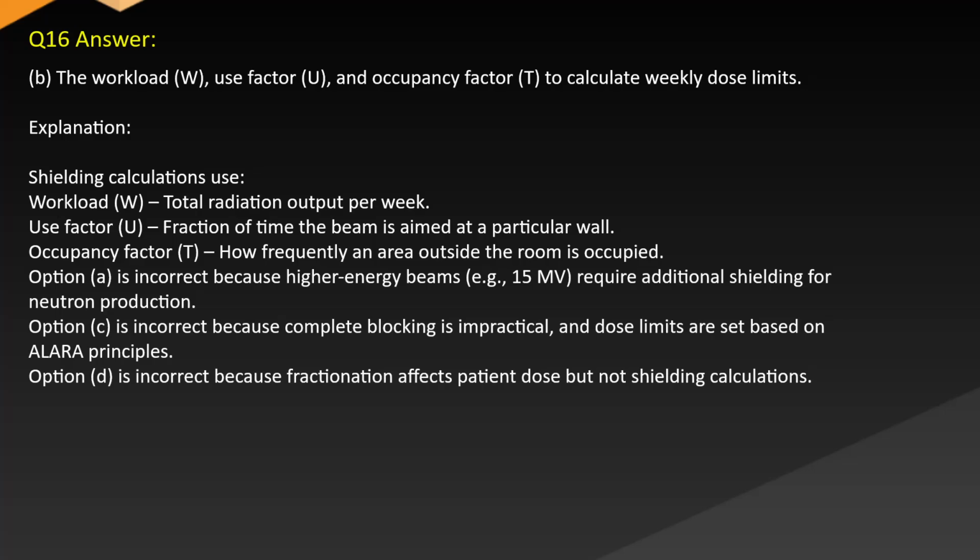Option A is incorrect because higher energy beams, e.g., 15 MV, require additional shielding for neutron production. Option C is incorrect because complete blocking is impractical and dose limits are set based on ALARA principles. Option D is incorrect because fractionation affects patient dose but not shielding calculations.